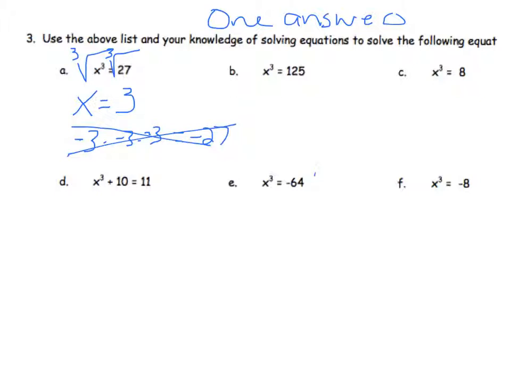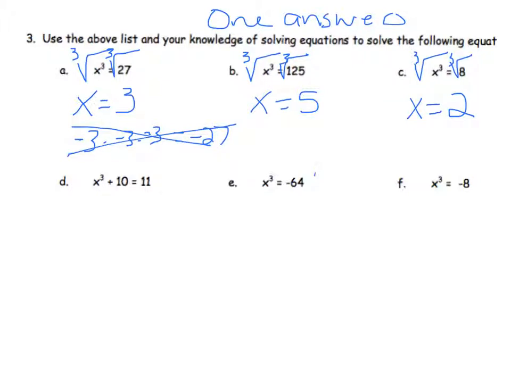All right, so the cube root of 125. So we're going to show that we're taking the cube root by putting that little 3. The cube root of x cubed is x. The cube root of 125 is 5, because 5 times 5 is 25 times 5 is 125. Not negative, though, because a negative times a negative times a negative is a negative. So we're going to solve this one, putting a 3 in there. So x equals the cube root of 8, which is 2, because 2 times 2 times 2 is 8.